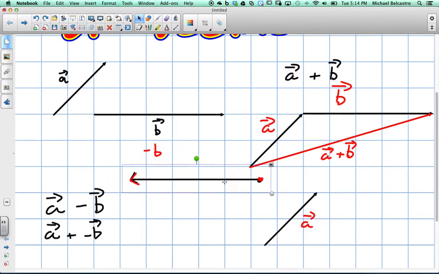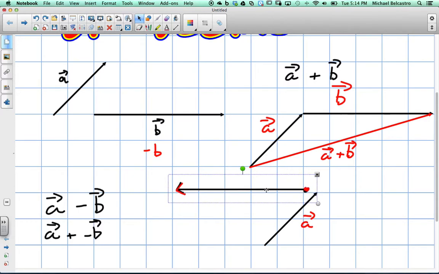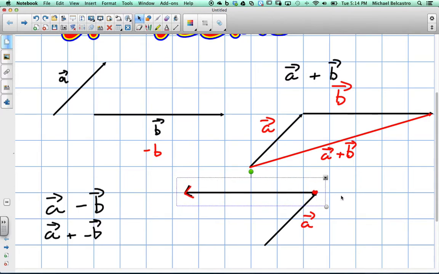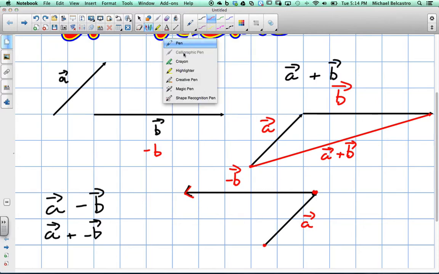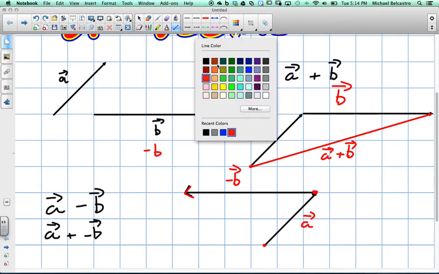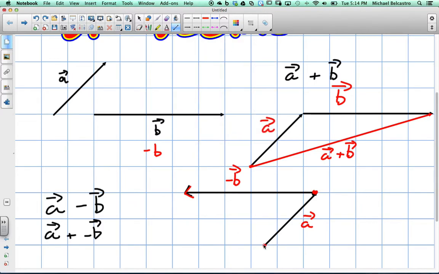as I take this vector, I do the same method as before. I take the tail of it and attach it to the tip of vector A. So this now being our negative of vector B, I do the exact same process I did before. I go from the tail of vector A to the tip of vector B. And let's do it in red. Beautiful. And our new resultant vector is very different from our addition of the two vectors. This is vector A minus vector B.